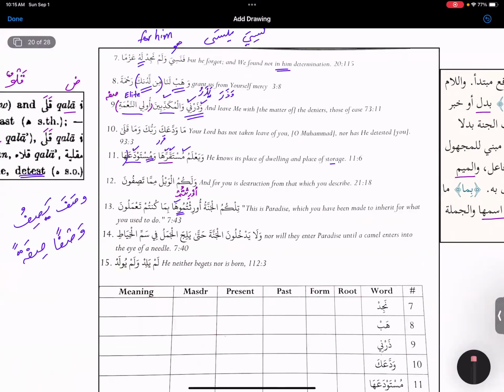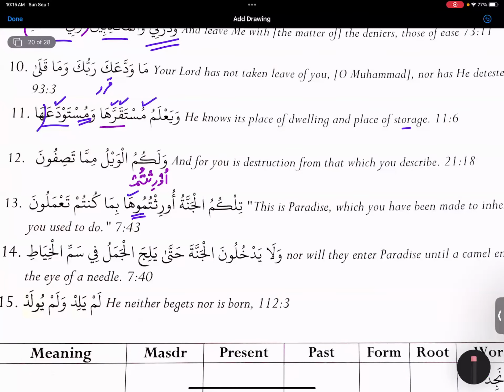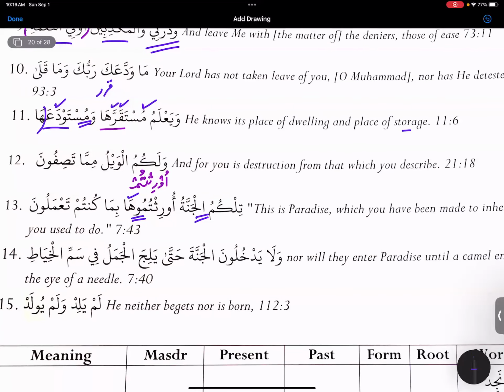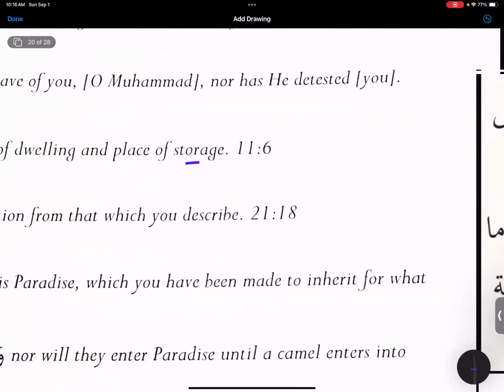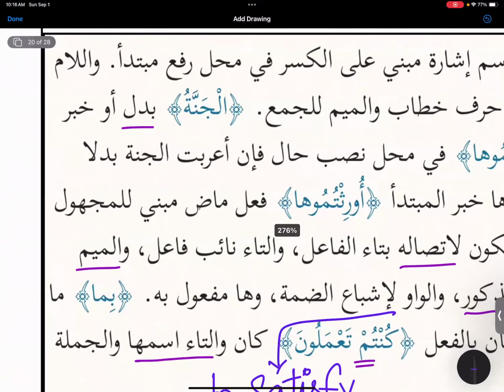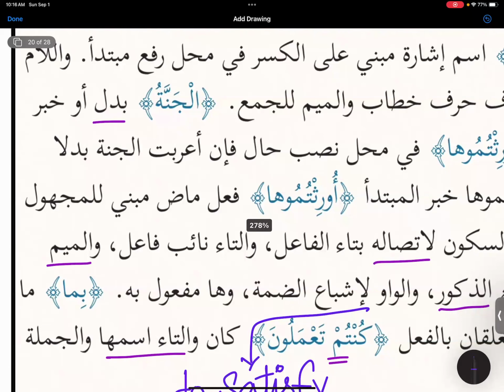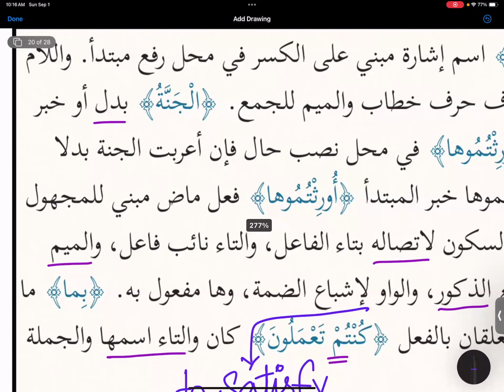Tilkumul jannata. So we know that after ismul ishara, if we have al, then we say this is musharun ilay. Another name for musharun ilay could be the badal. So jannatu is the badal over here. Or we can say it is khabar, because if we are saying tilkum is mubtada, then al jannatu is the khabar of it.